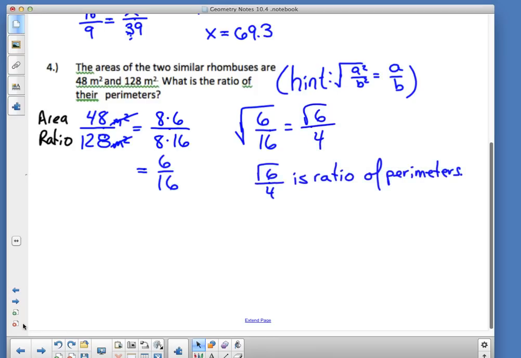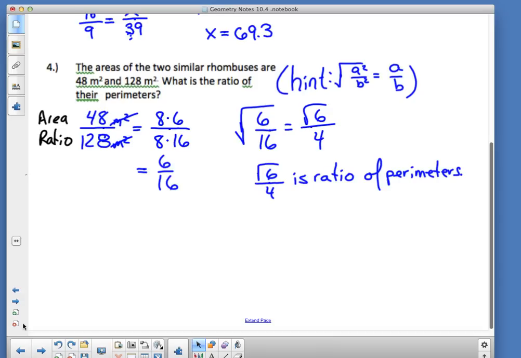You have to make sure you recognize that when given area, reduce the areas because we're reducing the factors that are in common. We've got to take the square root to be able to get to the perimeter ratio, which is to the first power.